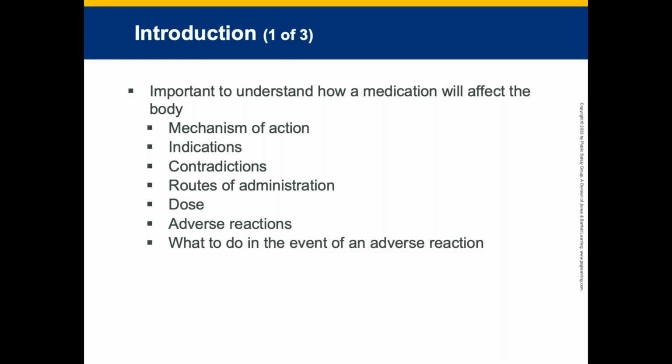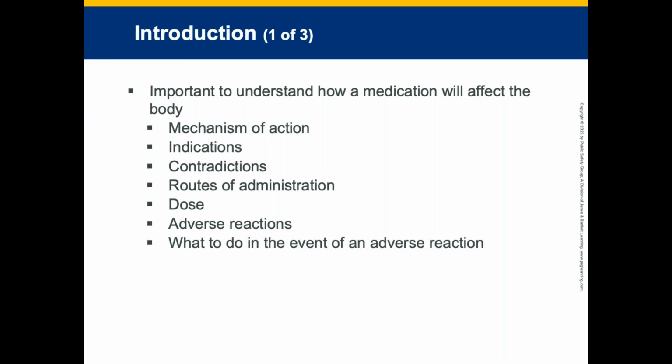The indications: when is it indicated for? Nitro being indicated for acute coronary syndrome, things like that. Contraindications, let's use nitro for an example. Mechanism of action of nitroglycerin would be vasodilation within the vasculature. Indication would be for acute coronary syndrome and chest pain. Contraindication would be someone that has an active bleed or stroke. Other ones would be hypotension, things like that.